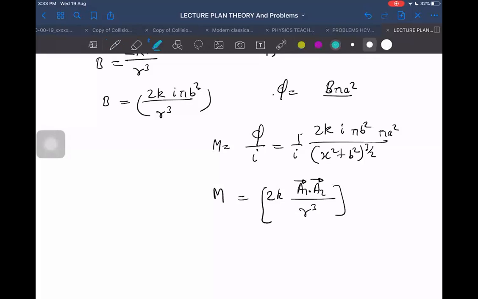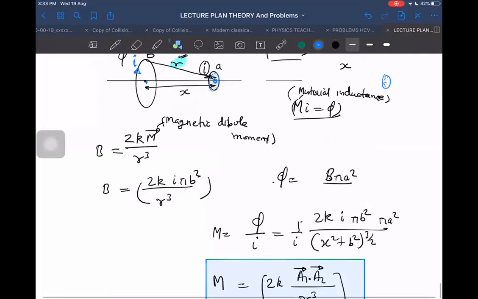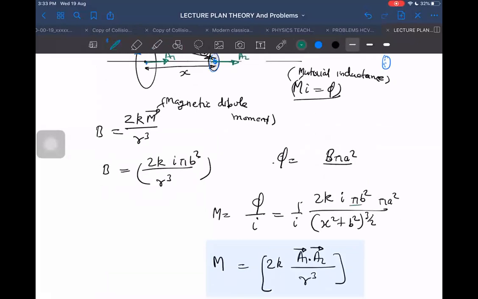So this is the general formula now which I have written, and it will be valid even if the area vectors are not in the same plane, same direction. Here, in our present example, the area vector for both of these was in the same direction. Was it right or not? A1 vector and A2 vector were in the same direction. So the dot product will be just the total area, pi b square into pi a square.